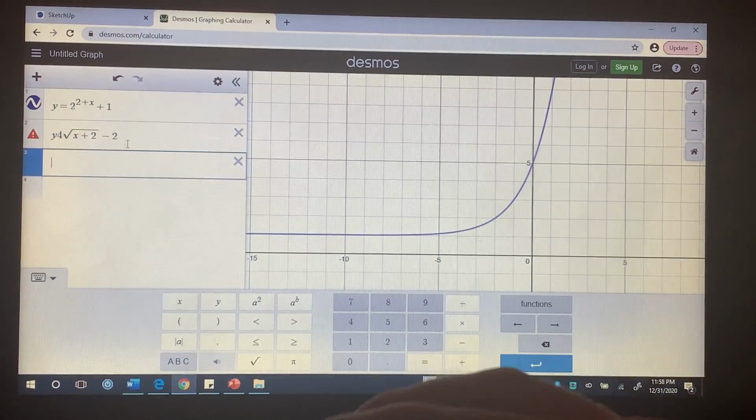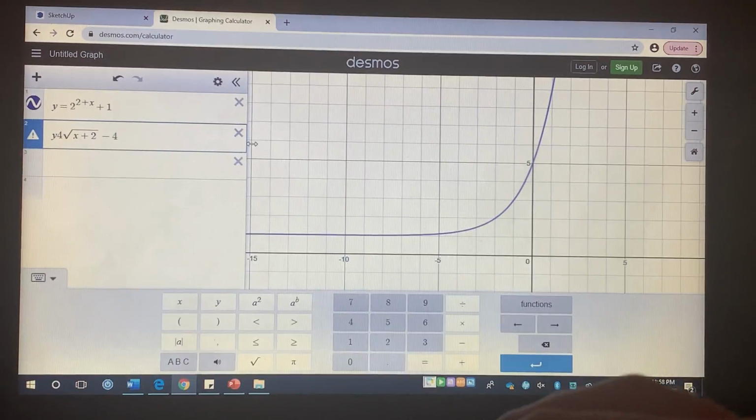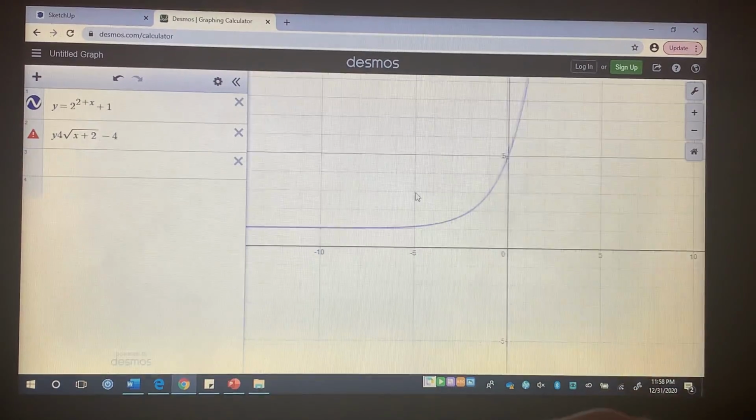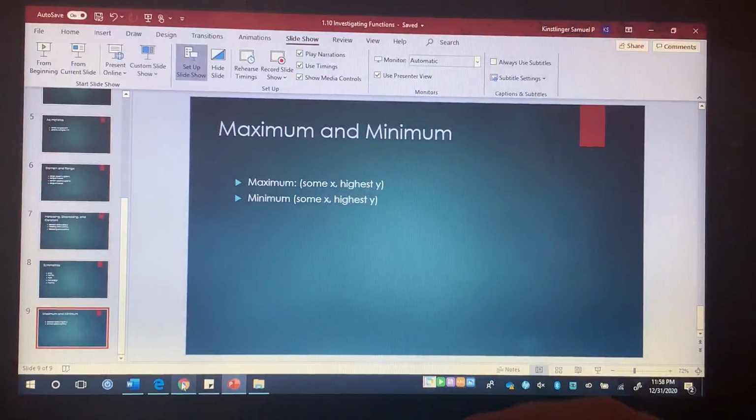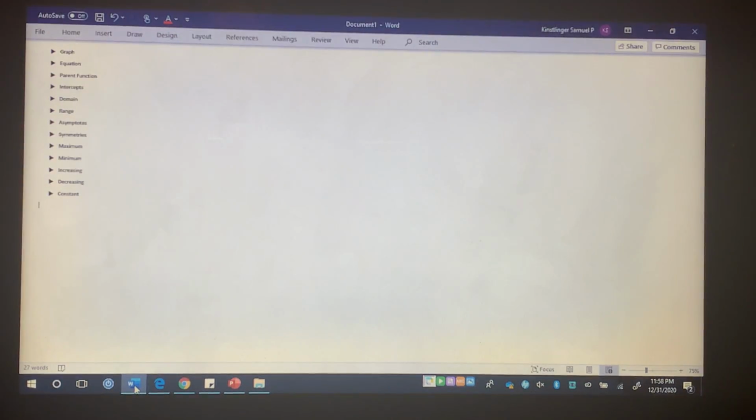Minus 4, because I realized none of mine actually have x-intercepts. For this one, the y-intercept is at (0, 5). There is no x-intercept. The maximum is just infinity. The minimum is 1.